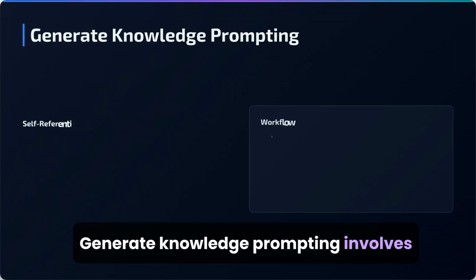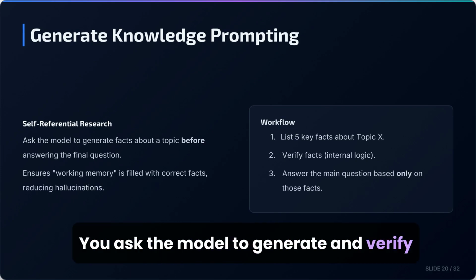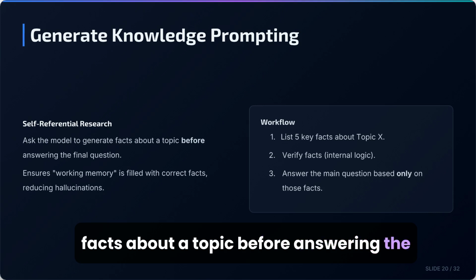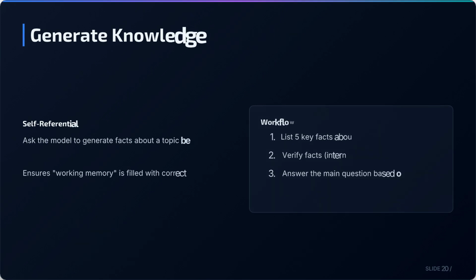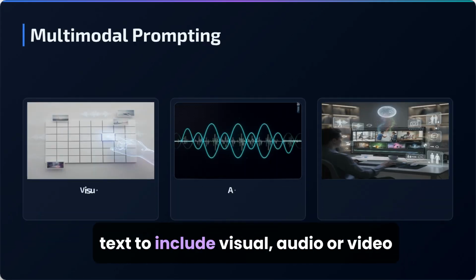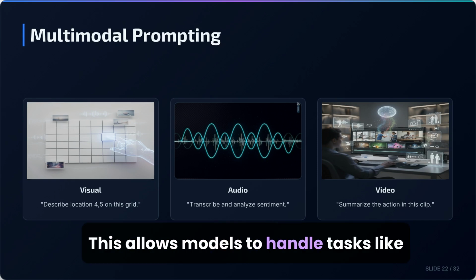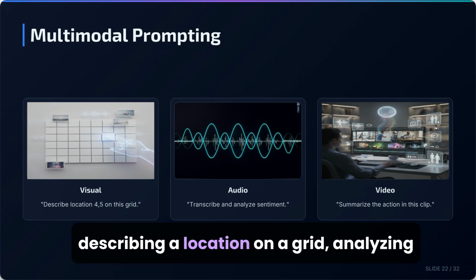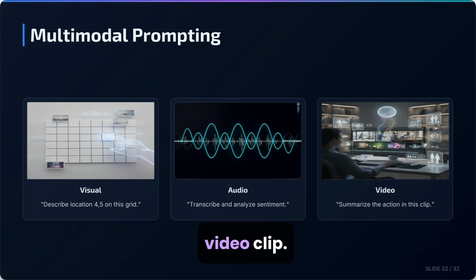Generate knowledge prompting involves self-referential research. You ask the model to generate and verify facts about a topic before answering the final question, which reduces hallucinations. Multimodal prompting extends beyond text to include visual, audio, or video inputs. This allows models to handle tasks like describing a location on a grid, analyzing sentiment from audio, or summarizing a video clip.